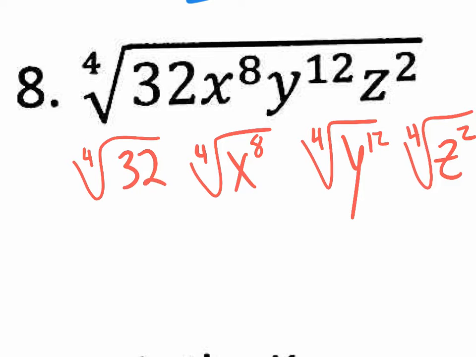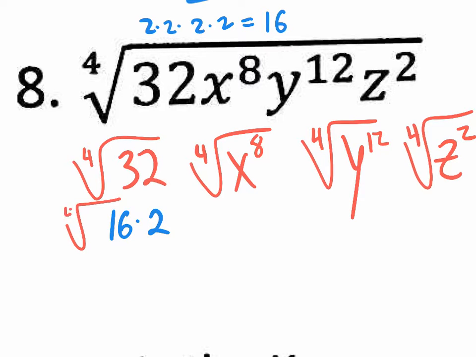So if I tried 3 times 3 is 9, times 3 is 27. Times 3 is going to be too big. So we are going to have to use the 2, right? Check it out. 2 times 2 times 2 times 2. That gives us 16. 16 times 2 is 32. So I'm going to rewrite the 32 as 16 times 2.